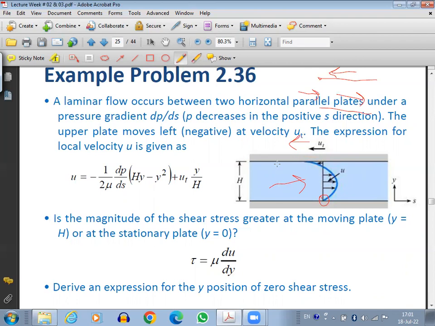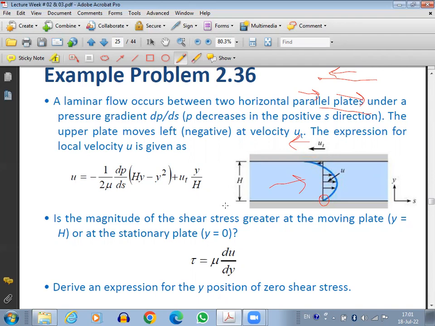Now this is not a Couette flow. In Couette flow, there is no fluid motion if the plate is not moving. Here in this case, the fluid was already moving, even if the plate was stationary. Secondly, the plate was supposed to move in the same direction as the fluid motion, but here the plate is moving in the opposite direction. So this is not a Couette flow, this is a different flow. So the Couette flow equation is not valid here.